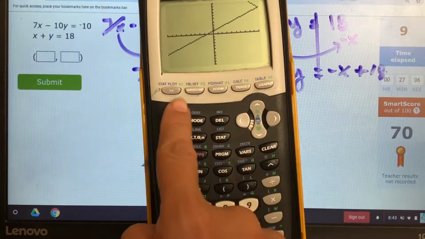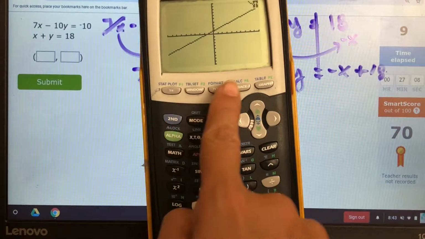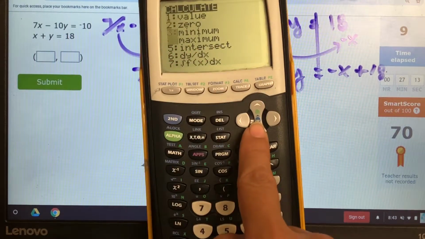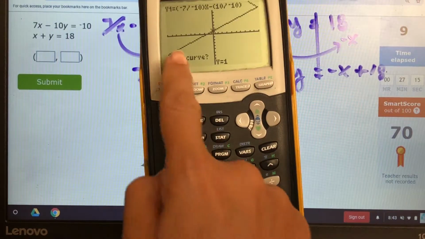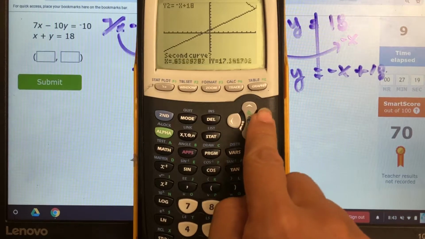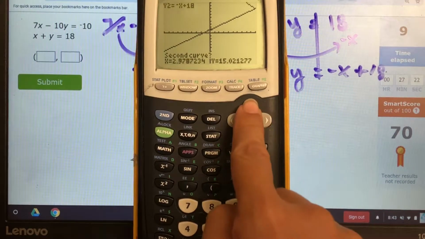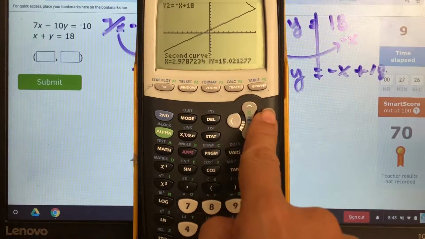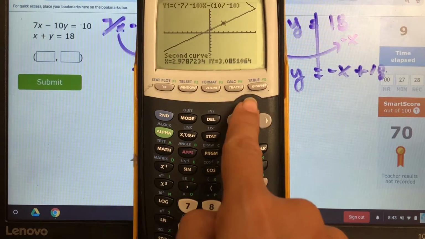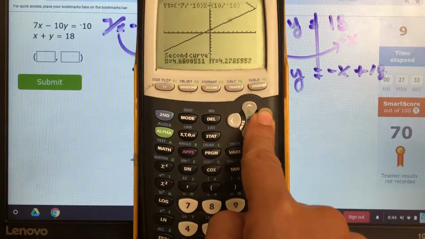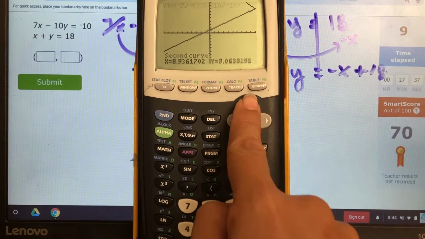All right, so then I'm going to go second, calculate, to calculate the intersect. I can press the number 5, or I can come down and press enter. Okay, first curve, see it's on this curve right here, press enter. Second curve, you have to use the arrow to go all the way to the top. I'm even going to use the up arrow. I think when I press up, it's up there. But I don't want to make a mistake, so I'm just going to go to the right, to the right, to the right, and then, oh yeah, it does.